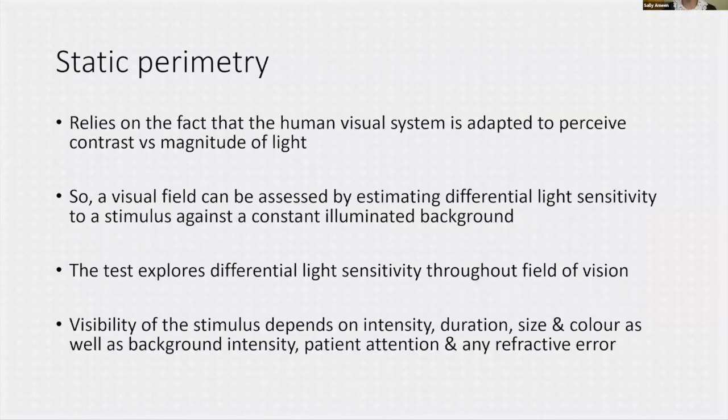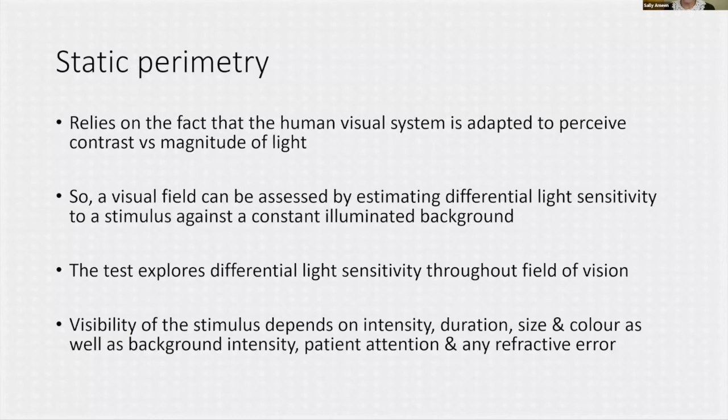So the static perimetry, the methodology behind it, relies on the fact that the human vision system is adapted to perceive contrast versus magnitude of light. So it can be assessed by estimating the differential light sensitivity to a stimulus against a constant illuminated background. And it explores the different light sensitivities throughout the visual field, i.e. it will test each part of the visual field and measure what the light intensity is that is required in order for it to be seen at that test point.